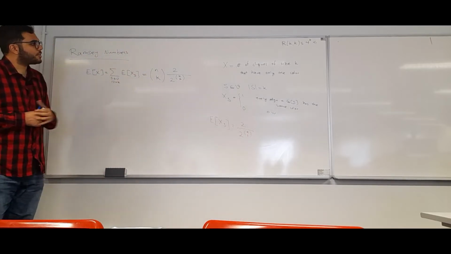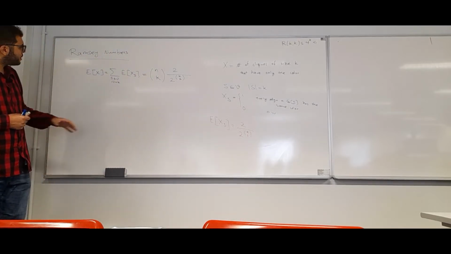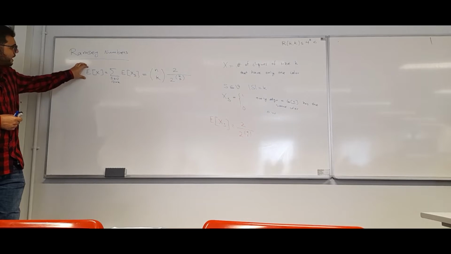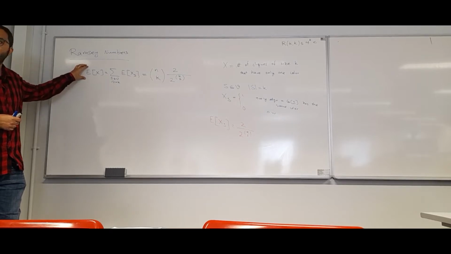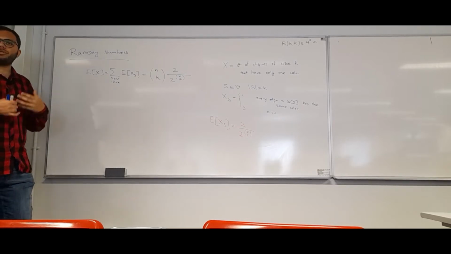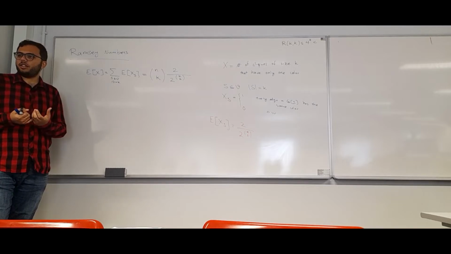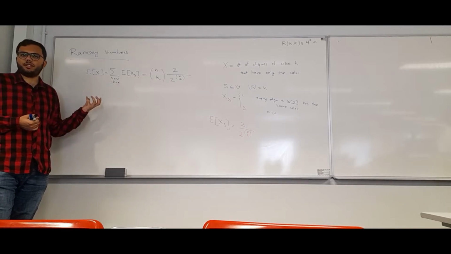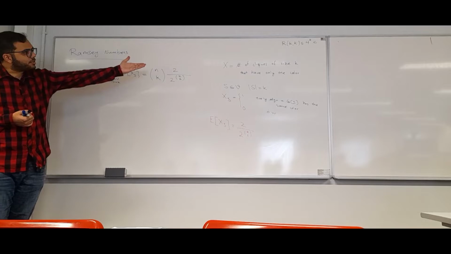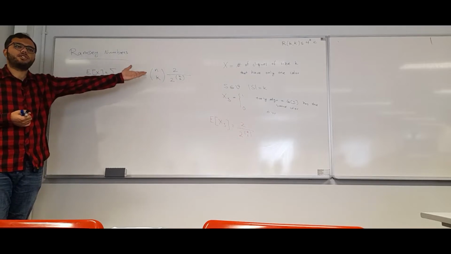Because that's the opposite of the Ramsey number. So I want to show that this expected value is less than 1. Because if I can show that the expected value is less than 1, then there is a coloring in which the value of x is less than 1. And the value of x can only be an integer, so there is a coloring in which the value of x is 0.